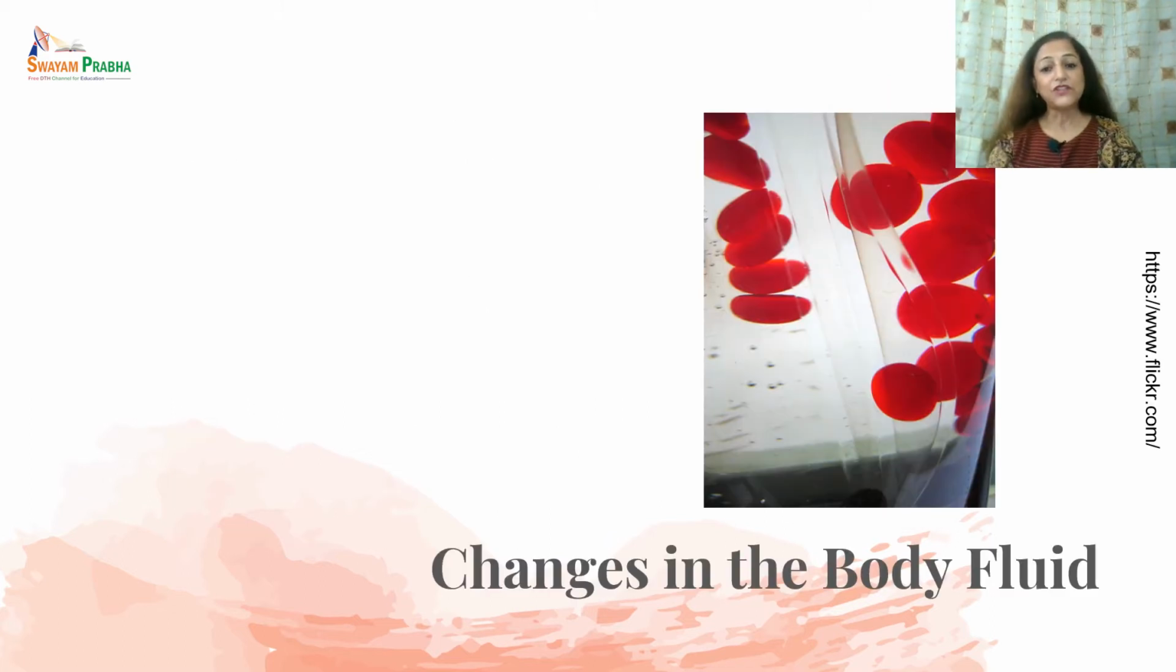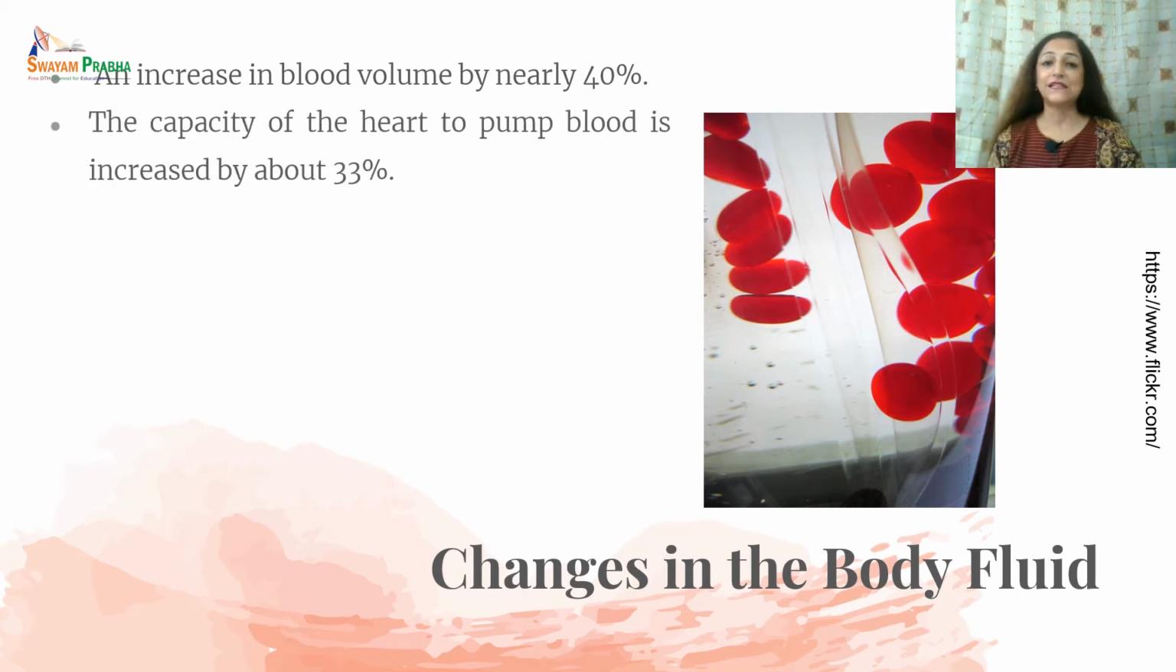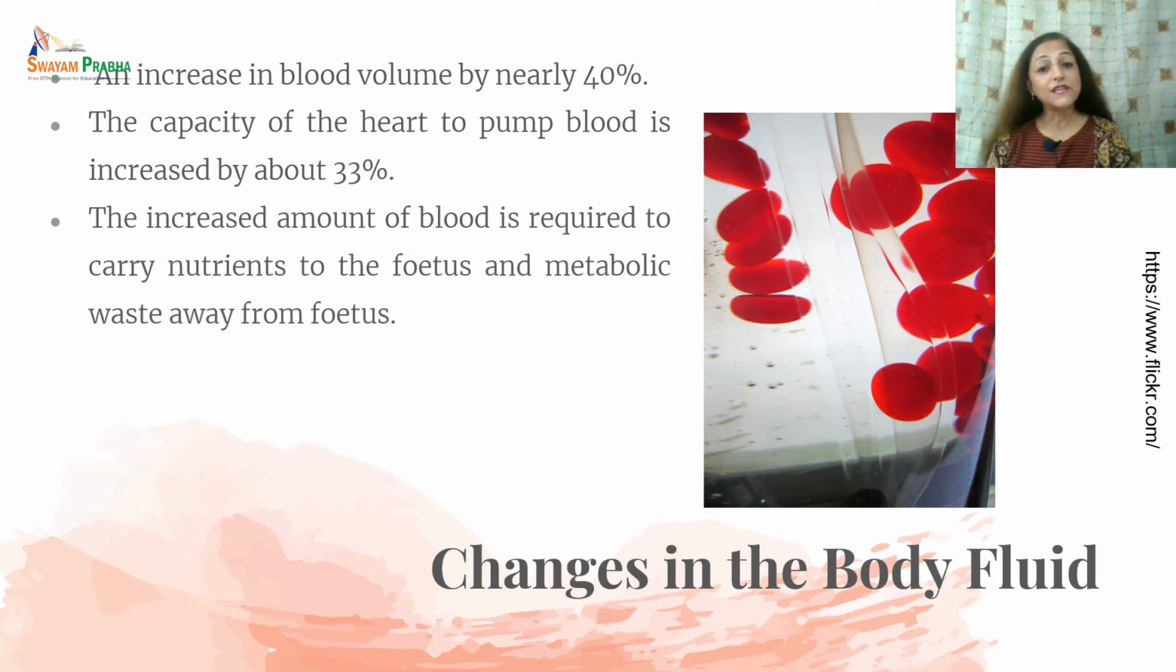There are certain changes in the body fluids inside the mother's body. By the end of pregnancy, there is an increase in the blood volume by nearly 40%. Now, why does this change happen? This happens to enable the circulation of a large amount of blood, and the capacity of the heart to pump the blood is increased by 33%. And the increased amount of blood is needed to carry the nutrients to the fetus and pick up the metabolic waste away from the fetus.